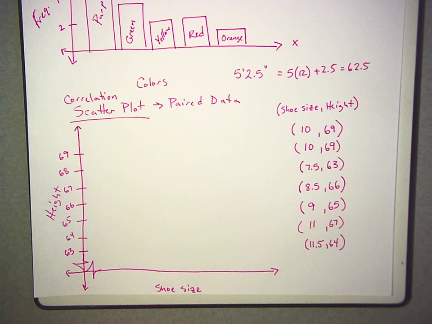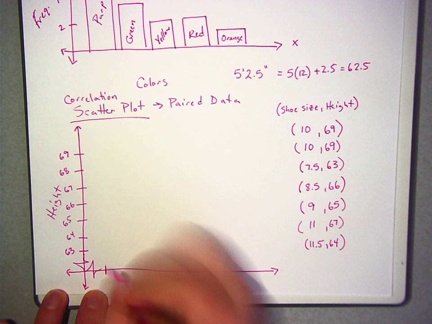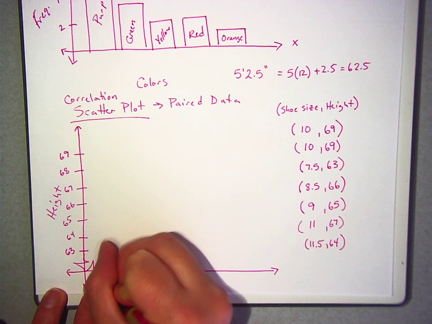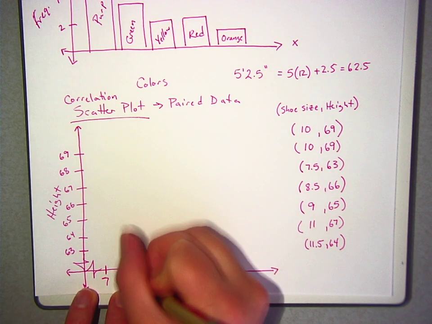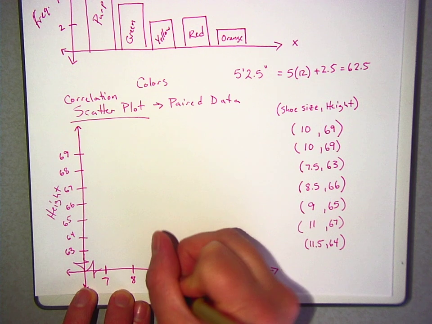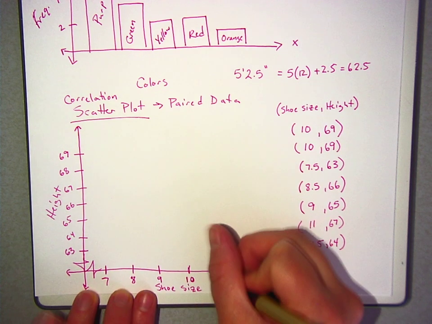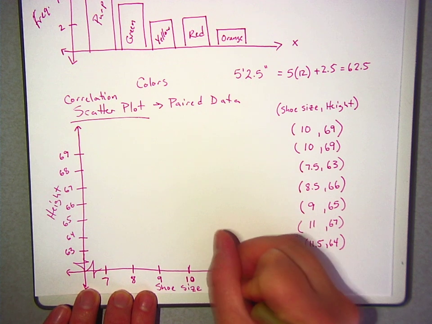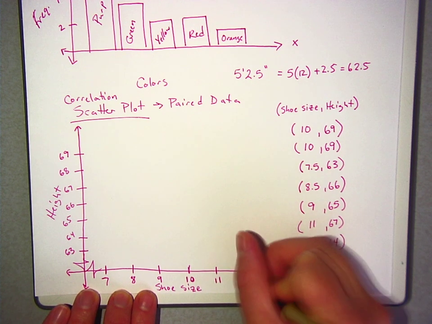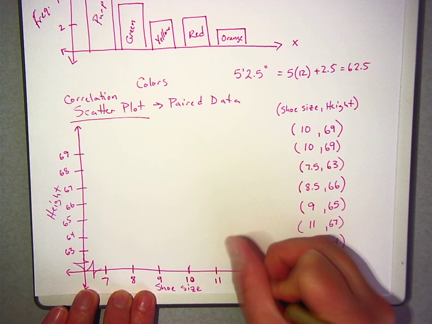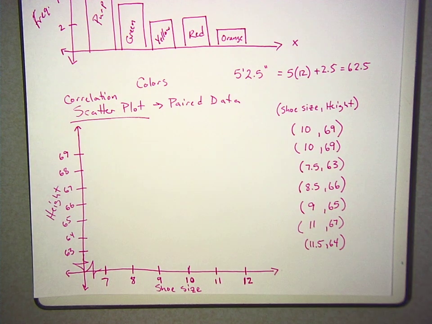And then shoe size, I'm going to start at 7 and go to 12. You are quite an anomaly, sir. Me? Yeah. Giant feet. Biggest feet in the room, and the shortest one. That's right.